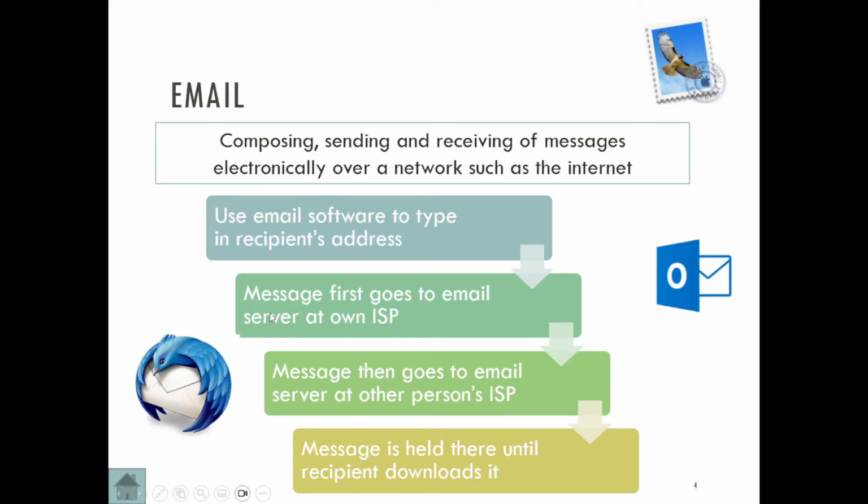Once you're done with that and you send it along, the message first goes to the email server at your own ISP. So if you are, for example, with MTN or Frogfoot or someone like that, the email that you're sending goes to your ISP. Then the email server at your ISP sends it over to the one at the other person's ISP. Let's say that one is going to Gmail. So it'll go to that ISP, and then the message gets downloaded to the recipient. So just understand how that works with regards to email.